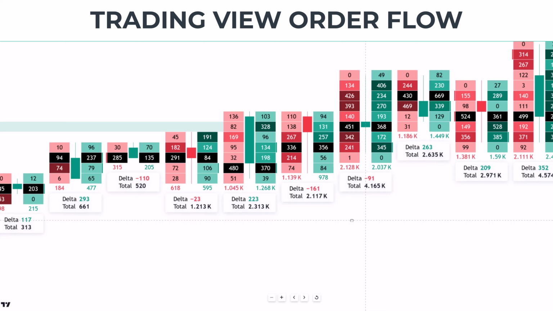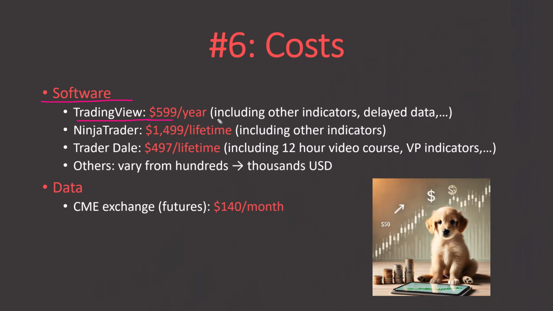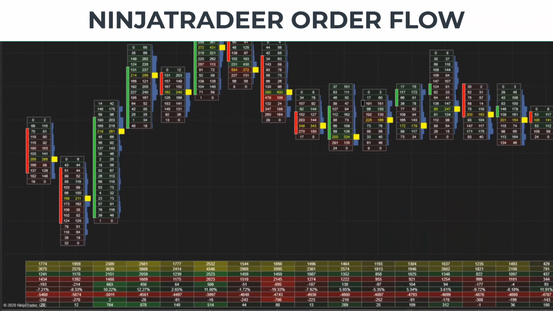But I need to add that the TradingView order flow is not really good. I mean, if you have their subscription already, then I recommend giving their order flow a try. Otherwise, I would look for something more professional. And that option could either be the NinjaTrader order flow or my order flow software. The NinjaTrader is $1,500 for a lifetime. This is not just for the order flow, but also for other indicators like volume profile, delta, VWAP, and more.